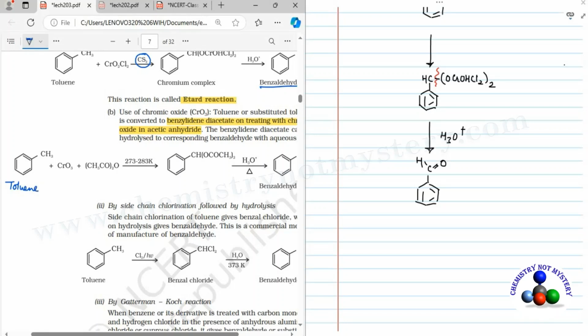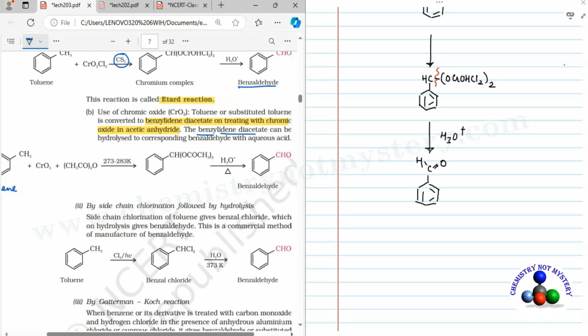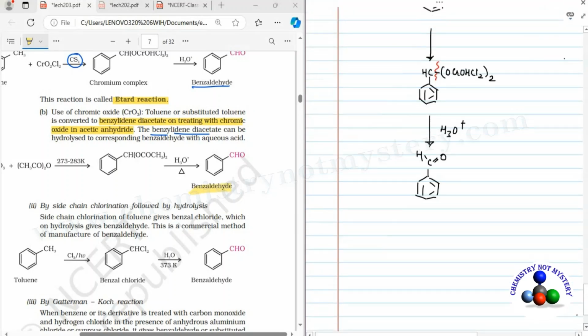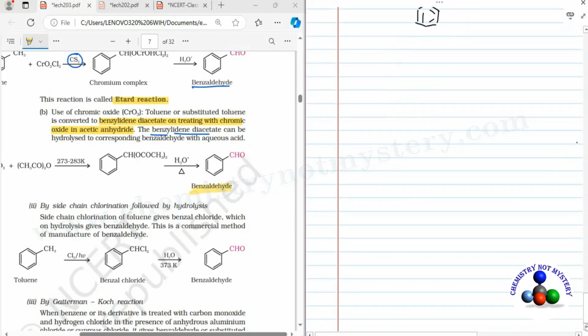When it reacts with chromic oxide in presence of acetic anhydride, this is acetic anhydride. When they all are heated together, it results in the formation of benzylidene diacetate. This is benzylidene diacetate. And when this benzylidene diacetate undergoes hydrolysis, it results in the formation of benzaldehyde. In the same way as we draw the chromium complex, you can also draw the structure of benzylidene diacetate. So let's try to understand how to draw the structure of benzylidene diacetate.